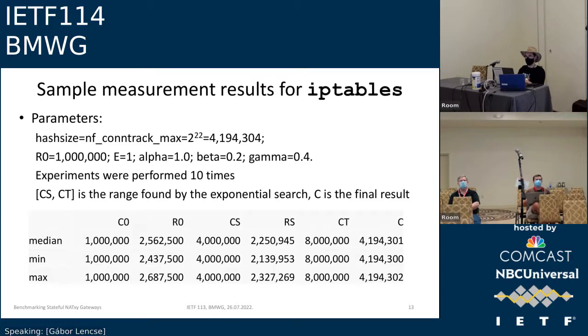So CS and CT were the result of the exponential search, and then the final binary search found the C result in the last column. You can see it's very exact, so there are very small variations in the results. And it's in quite good agreement with the theoretical value, because the hash size and the nf_conntrack_max size, which means the size of the connection table, was 2 to the power of 22, and we found nearly the same value with very little error.